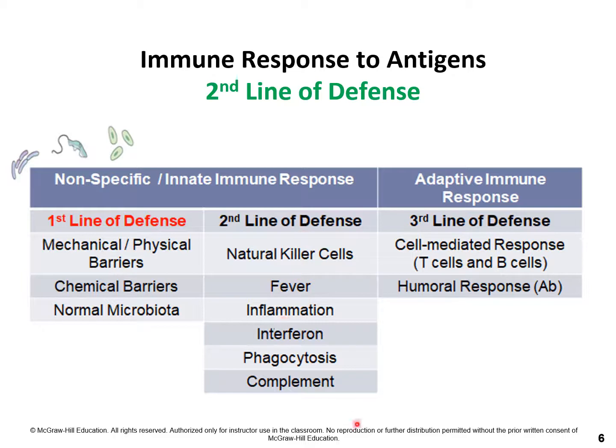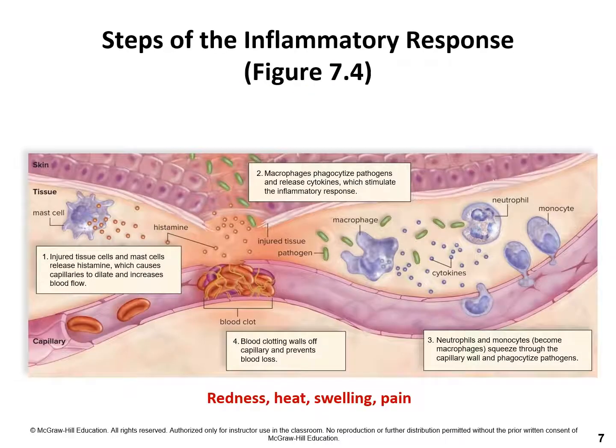The second line of defense consists of a number of different components, the natural killer cells, fever, inflammation, a protein called interferon, and another protein called complement, as well as the phagocytosis that we've talked about before. And so we'll see how a couple of these different secondary defenses work to help fight against infection. The first system that we'll talk about is this inflammatory response and the steps in the inflammatory response.